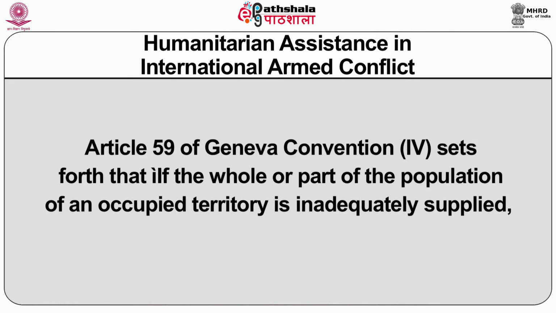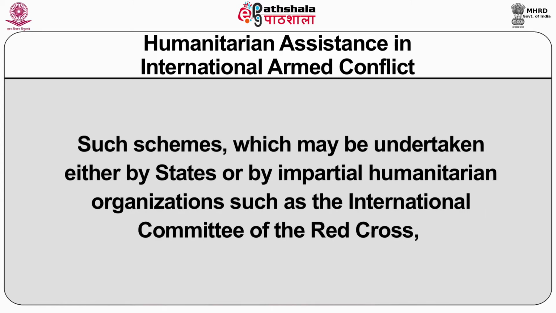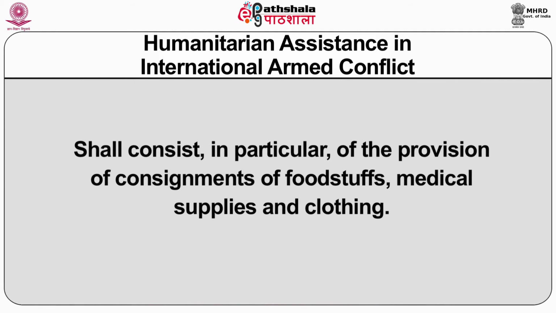Article 59 of Geneva Convention 4 sets forth that if the whole or part of the population of an occupied territory is inadequately supplied, the occupying power shall agree to relief schemes on behalf of the said population and shall facilitate them by all the means at its disposal. Such schemes, which may be undertaken either by states or by impartial humanitarian organizations, such as the International Committee of the Red Cross, shall consist in particular of the provision of consignments of foodstuffs, medical supplies and clothing.